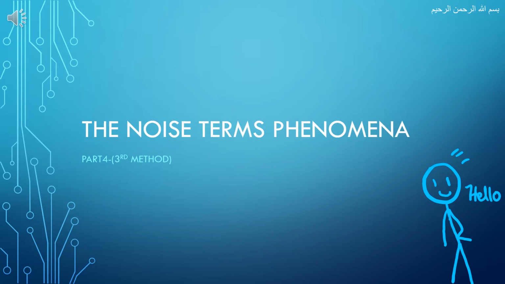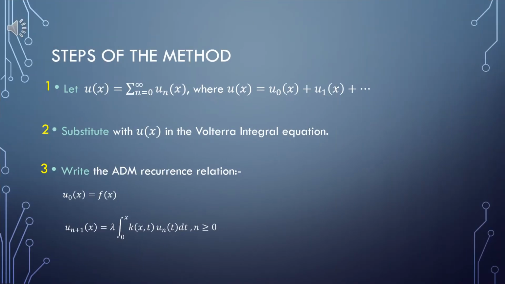This is our third method, which is called the noise terms phenomena. You can consider it a method, and you can consider it a phenomena that appears when applying the Adomian Decomposition Method. Of course, that was the first method that I illustrated, but you can consider it a method because you change some steps. Okay, let's begin.